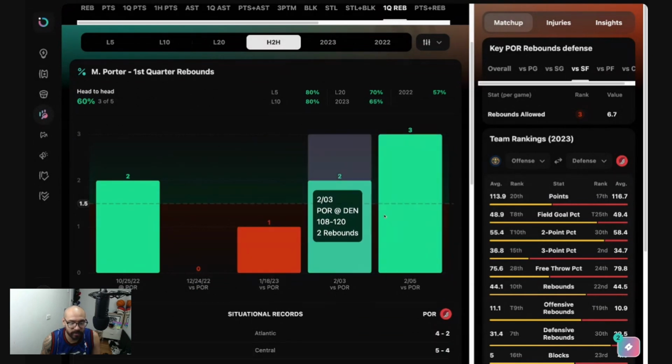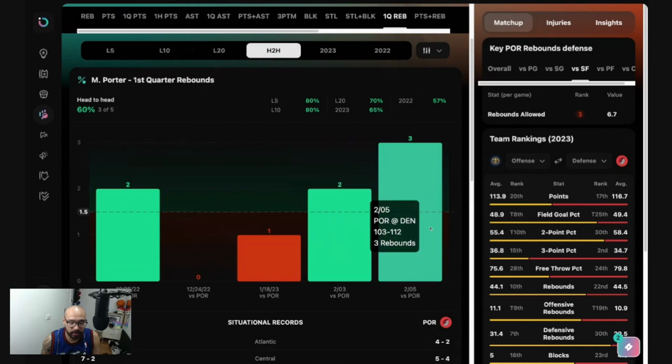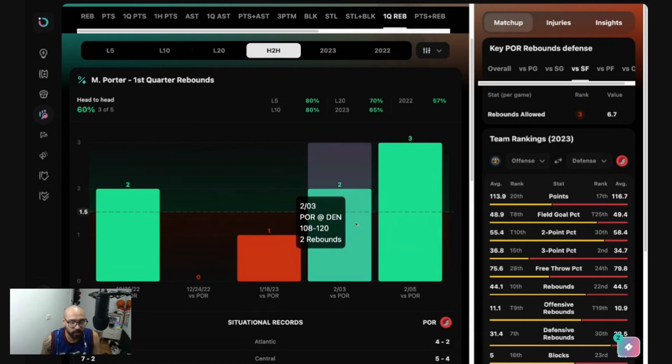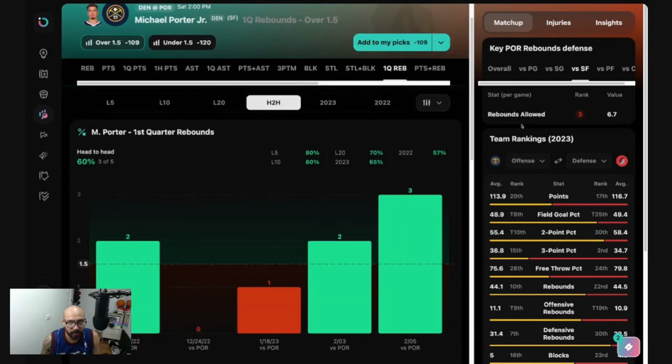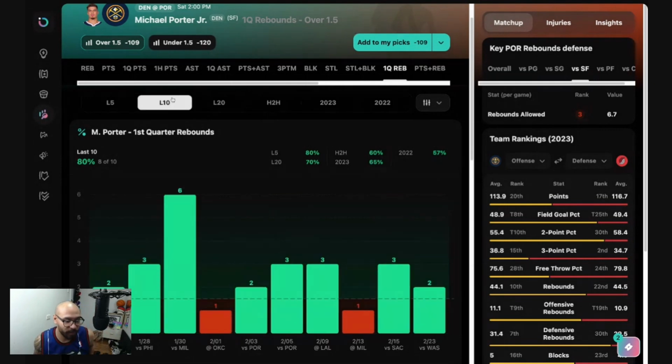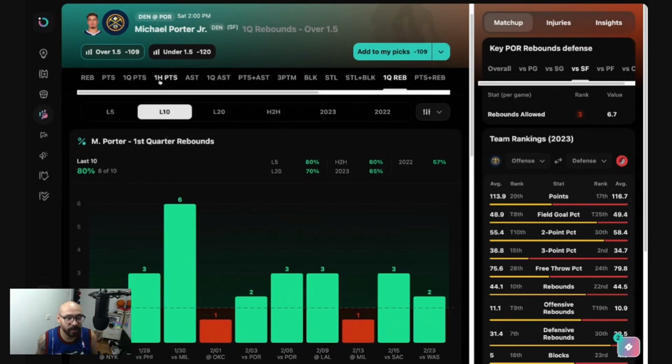Yep, twice this season. And both of these were earlier this month. 2 rebounds and then 3 rebounds. So this wouldn't have changed too much. The matchup difficulty would have been just as difficult earlier in the season. Early in the season, I meant 3 weeks ago. So I'm not overly concerned about the matchup side of things. Recent form, it's not bad. But again, we're only getting minus 109.